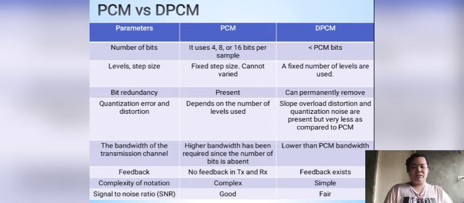The number of bits: PCM uses 4, 8, or 16 bits per sample, while DPCM uses fewer bits than PCM. Level step size: in PCM the step size is fixed and cannot vary. In DPCM, a fixed number of levels are used. Bit redundancy: in PCM it is present, and in DPCM it is reduced. DPCM can have quantization error, and distortion depends on the number of levels used. DPCM has slope overload distortion.